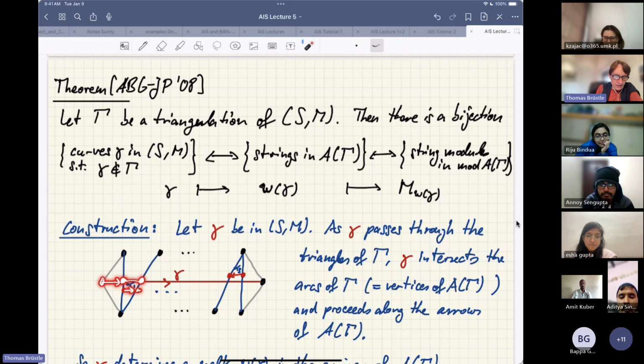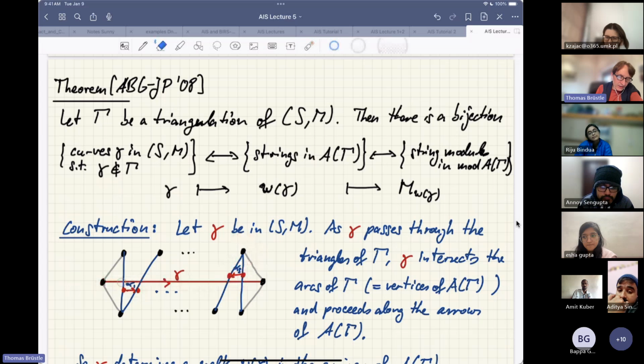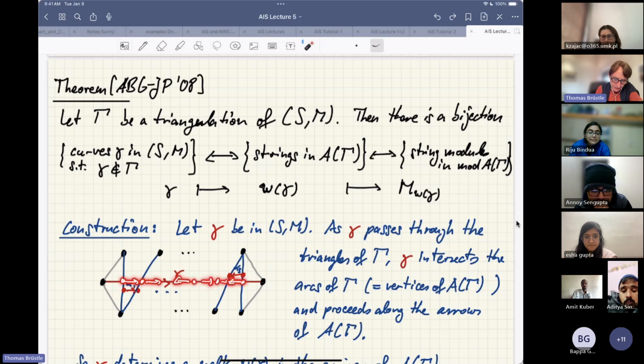Sometimes I go in the clockwise direction. Sometimes I follow the orientation of the arrow in the quiver. Sometimes, if I move with my curve gamma, I will go along the arrow in the reverse direction, because this comes from a triangle which goes clockwise like this. So what I really create is a path, a walk in that quiver, along arrows or arrows in the reverse direction.